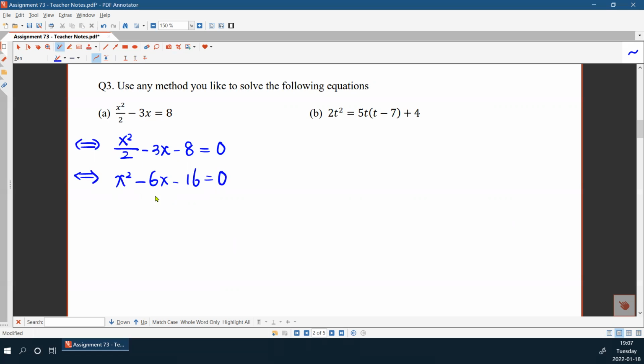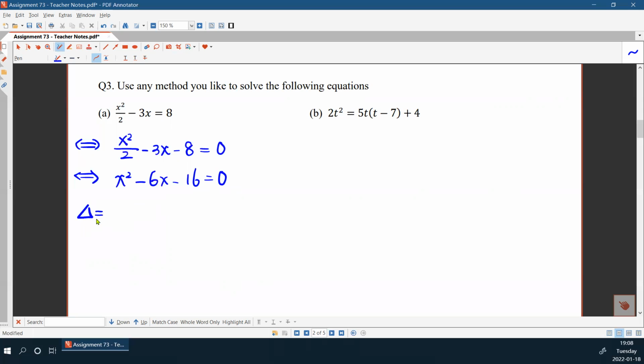Okay, now I think it's better to use the quadratic formula because it's very hard to factor this and to come up with the number here in the middle. That means cross multiplication may not work here. So it's better to use the quadratic formula directly.